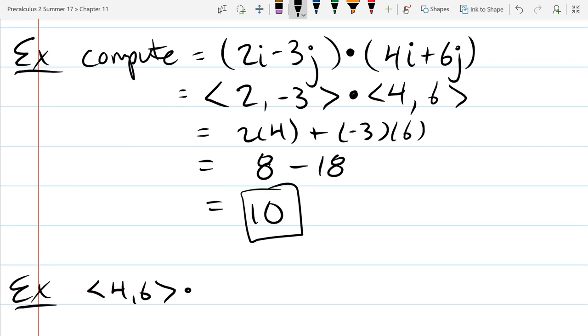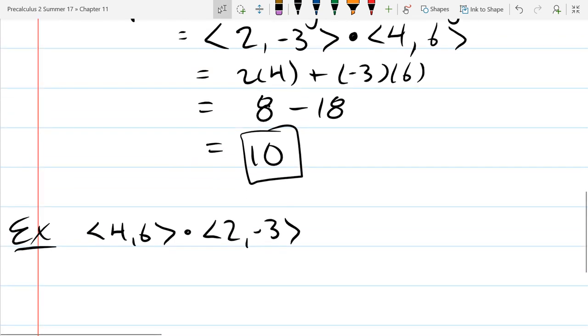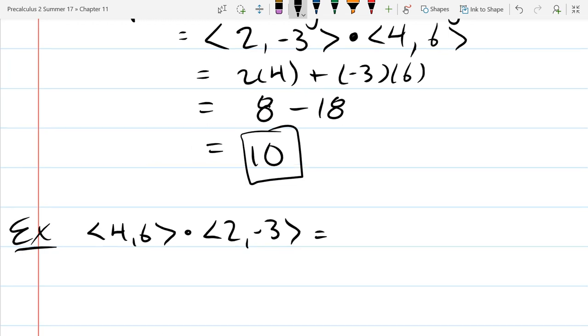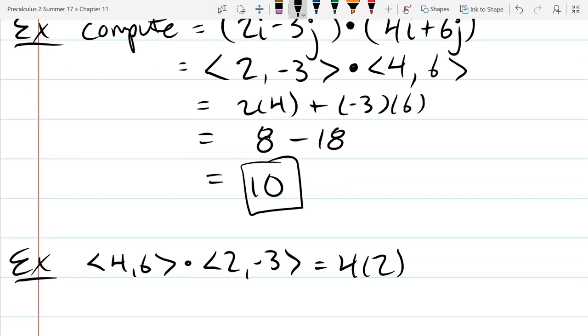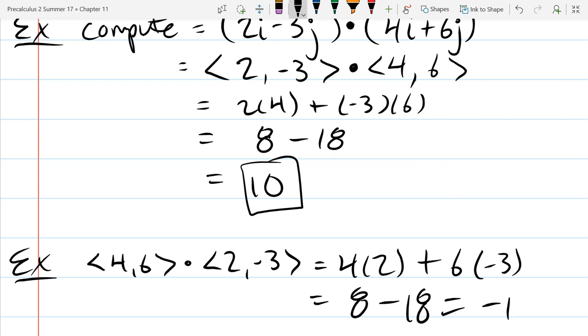Do one more dot product with the same values. We're just going to reverse the order. So I'm going to compute this dot product. 4 times 2 plus 6 times negative 3. And we get negative 10. Good thing I did this, because I just caught the mistake up here. It should be negative 10 as well.